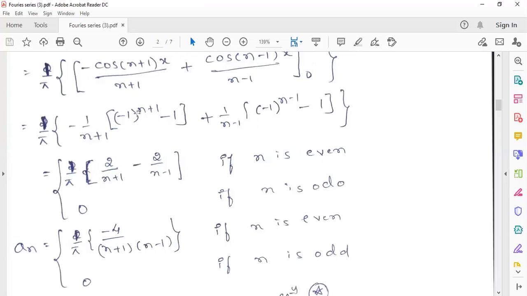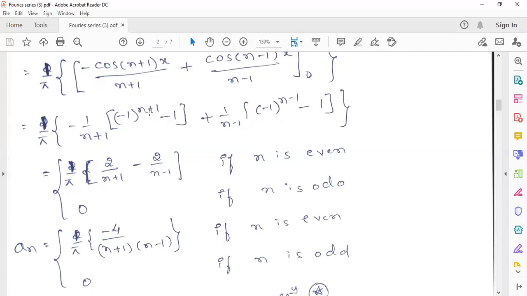If you put n equals 3, that means 3 plus 1 is 4, and minus 1 power 4 will be plus 1. Plus 1 minus 1 is 0. Here also, 3 minus 1 will be 2, and 2 minus 1 minus 1 will be 0. For all the odd integers, it will be 0. Now you check for even integers.